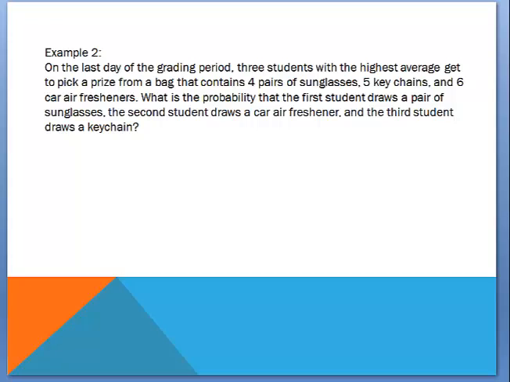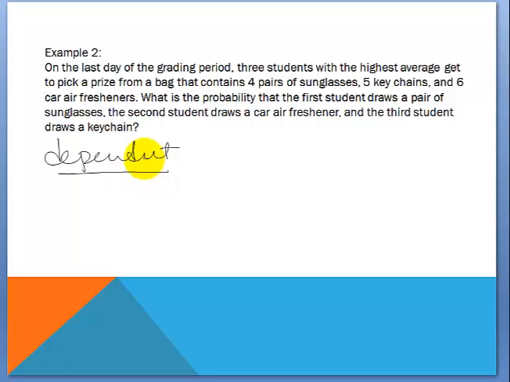The next question. On the last day of a grading period, 3 students with the highest average get to pick a prize from a bag containing 4 pairs of sunglasses, 5 keychains, and 6 air fresheners. What is the probability that the first student draws a pair of glasses and the second student draws an air freshener and the third student draws a keychain? Now, this is what we call a dependent probability.